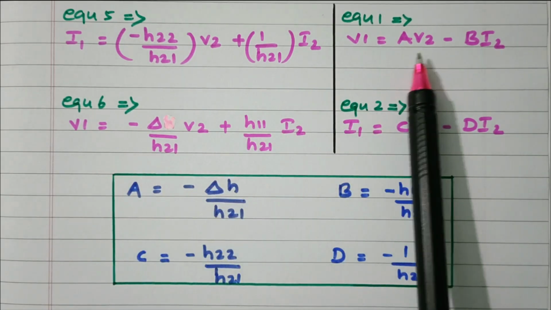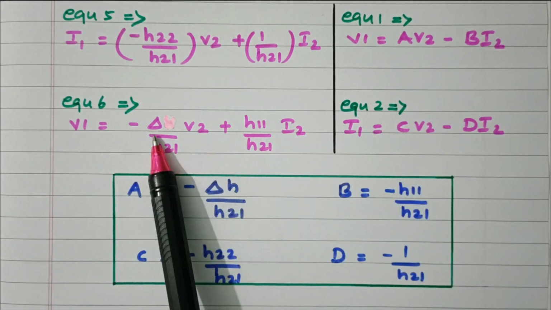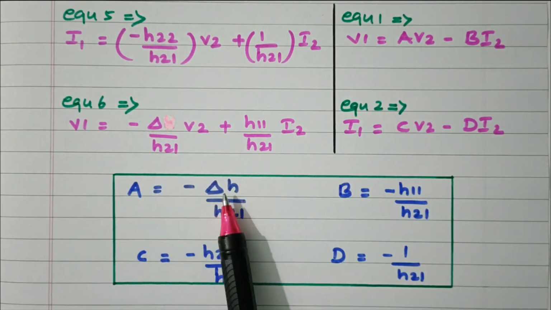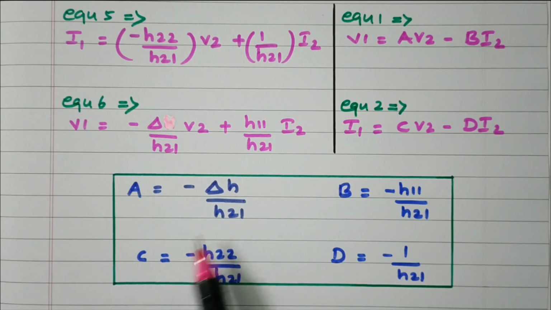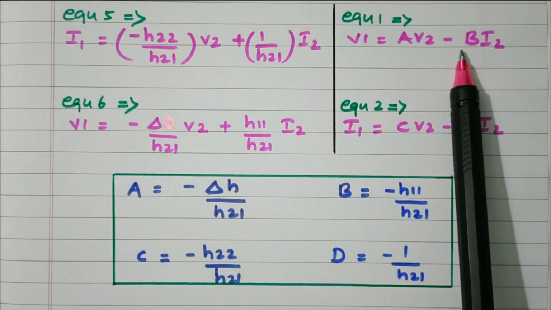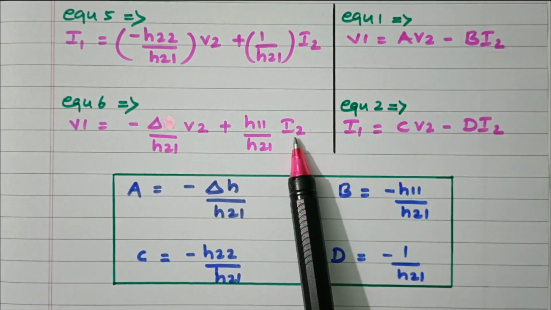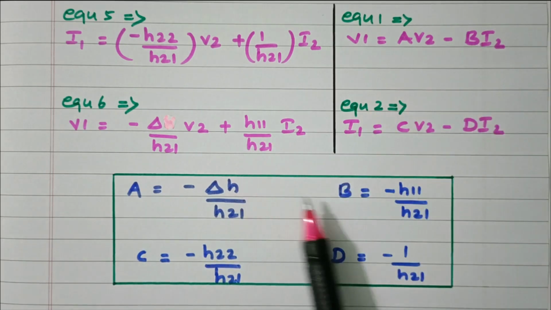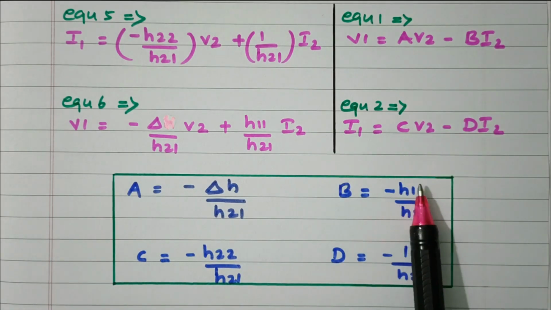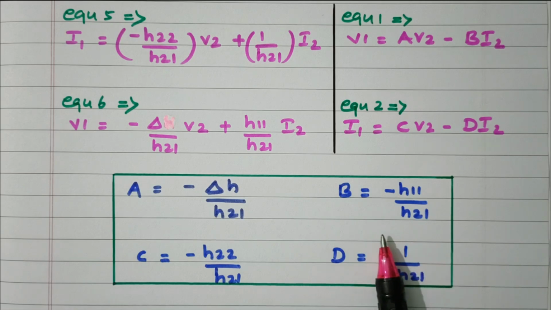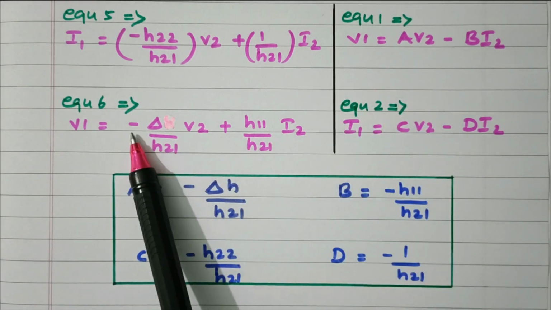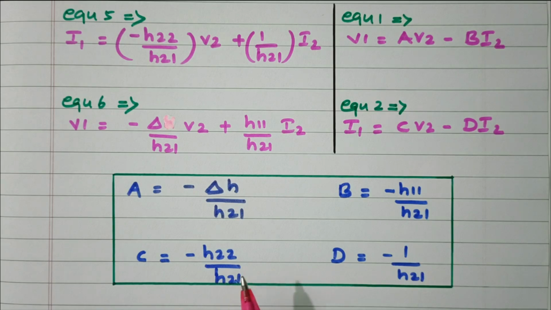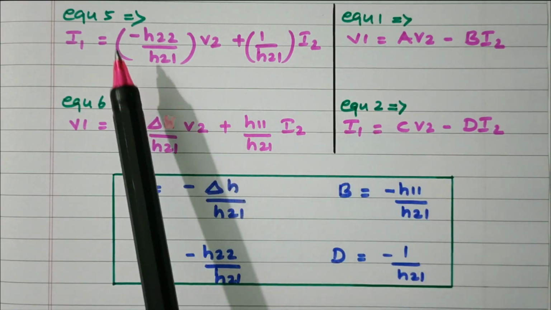Here the coefficient of V2 is A. Here the coefficient of V2 is delta H divided by H21. So both are equal. A equal to minus delta H divided by H21. Similarly, the coefficient of I2 is minus B. Here minus is there. Here the coefficient of I2 is H11 divided by H21. So both are equal. B equal to minus H11 divided by H21. Right. So A is equal to this term, negative is available. B is equal to this term, here also negative available.